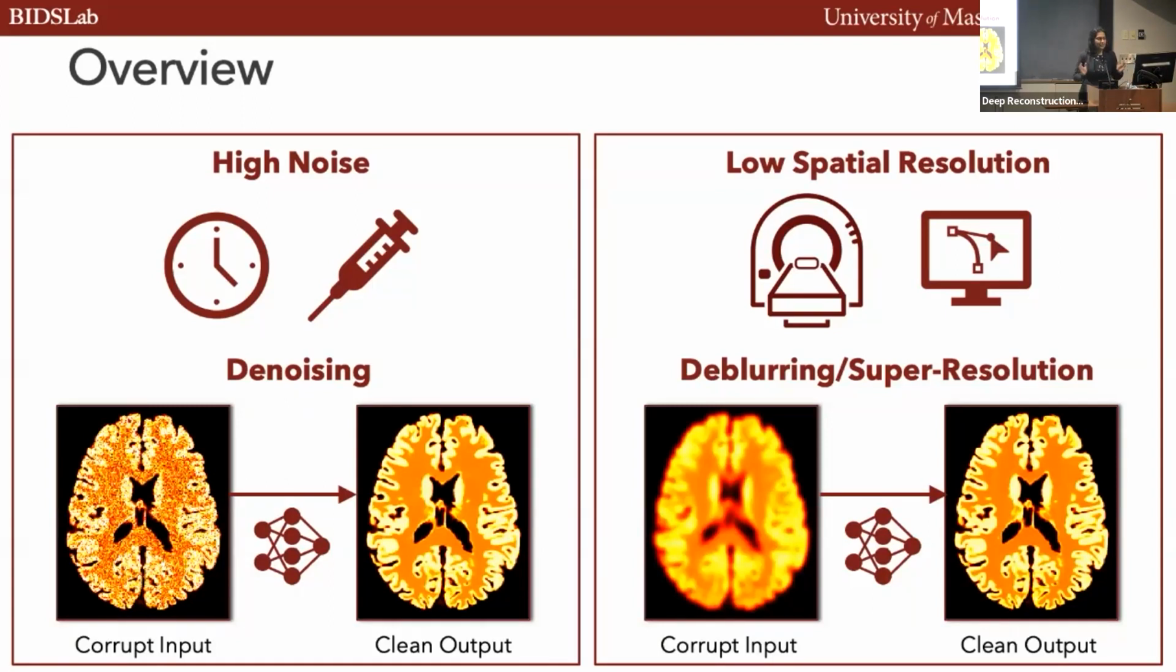All right, so the quantitative accuracy of PET is greatly diminished by high noise and low spatial resolution. On the noise front, of course, there's the scan duration and radiotracer dose. These are all operational factors. On the resolution front, there are hardware aspects and software aspects that determine what spatial resolution we're working with. So my lab has been working on a bunch of different denoising and deblurring techniques, all image domain, going from corrupt inputs to clean outputs for PET images.